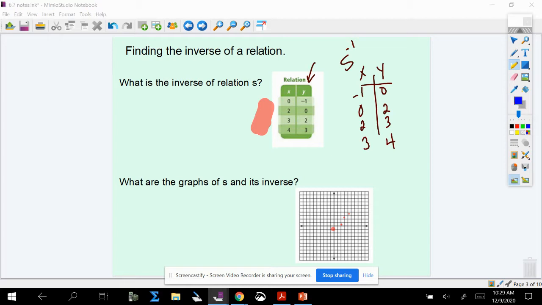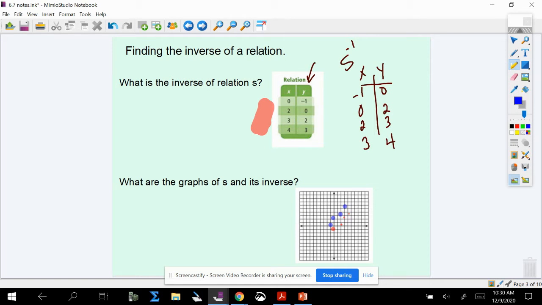And then I'm going to put the inverse one in blue, just so you get to see it show up just a little bit easier. Hold on, let me get this a little bigger. So my inverse points are (-1, 0), which is here, (0, 2), which is here, (2, 3), which is here, and then (3, 4), which is here.